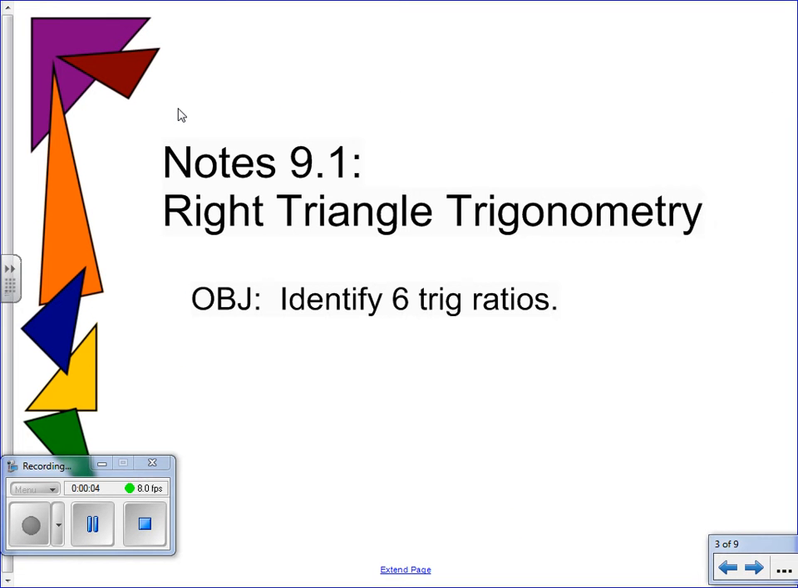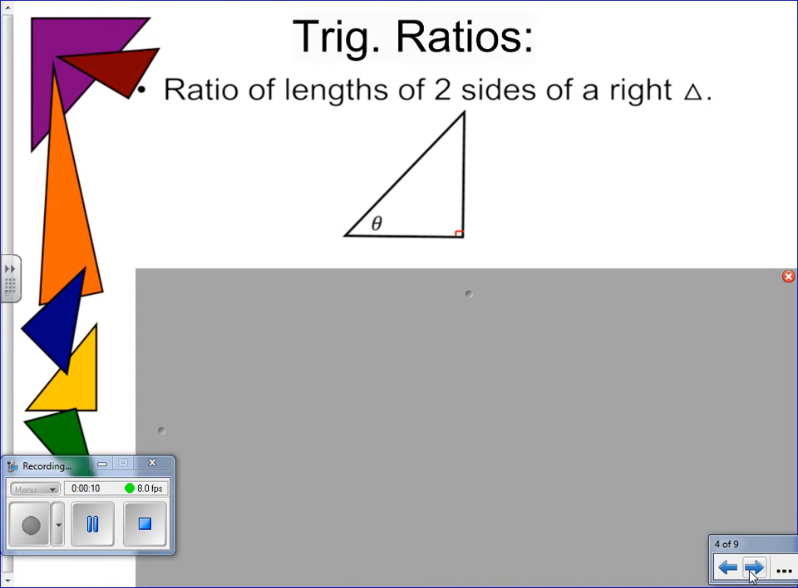Okay, so right triangle trigonometry, we're going to identify the 6 trig ratios starting today. And first, I want to just talk about trig ratios in general. When I talk about a trig ratio, it means I'm creating a ratio with 2 side lengths in a right triangle.